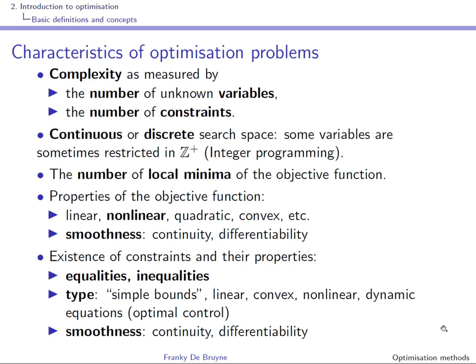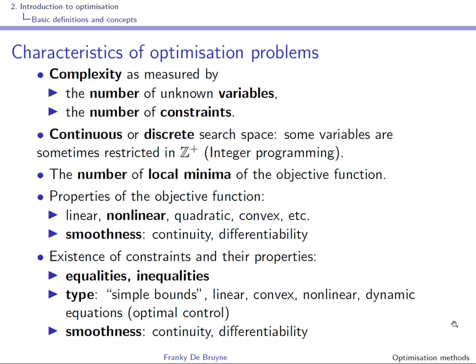The complexity, of course, depends on the number of variables and also the number of constraints. In most optimization problems, and in all the problems that we'll consider in this course, the variables are continuous in nature. But sometimes variables are discrete in nature and, for example, only take integer values. We will see an example later, but as I said, this goes beyond the scope of this course.